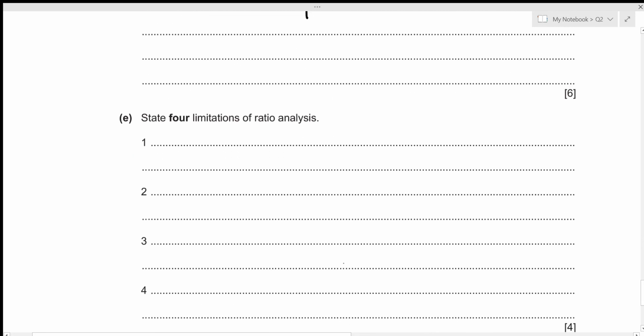We need to state 4 limitations of ratio analysis. The first one is that the ratio analysis is always based on historical information. And we can see this because whenever the financial statements are published, it is actually a year away from the actual time of those transactions, right? So if we're talking about the financial statements of the year 2020, it will actually be published in the year 2021, by which time those data would have been historical information.